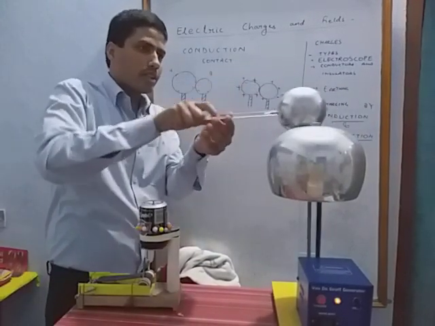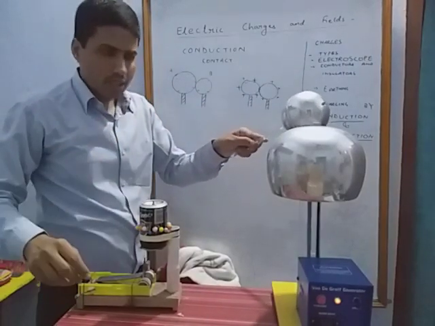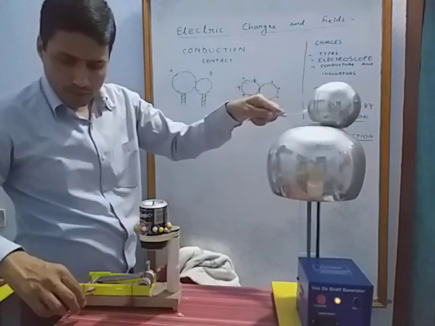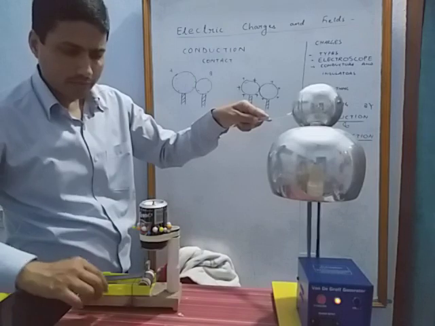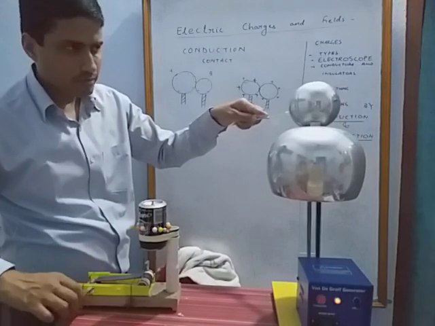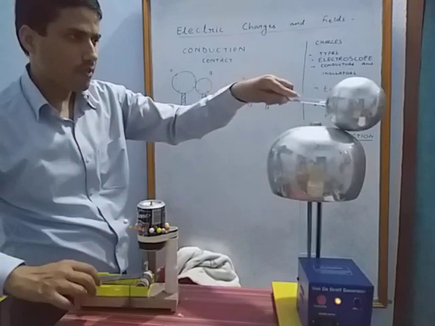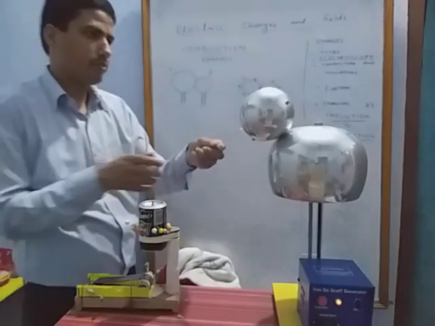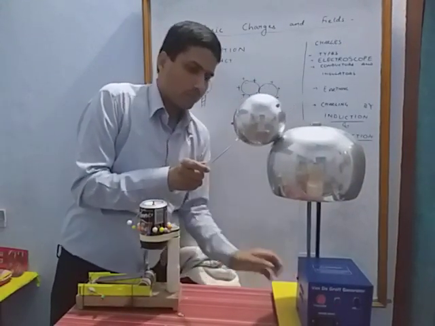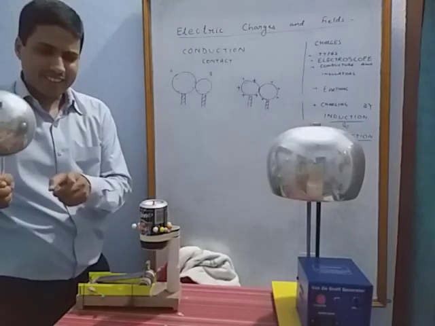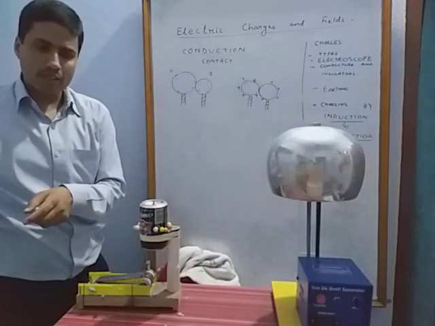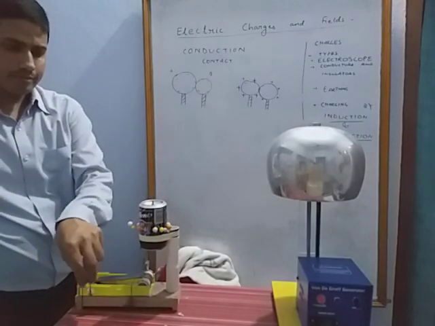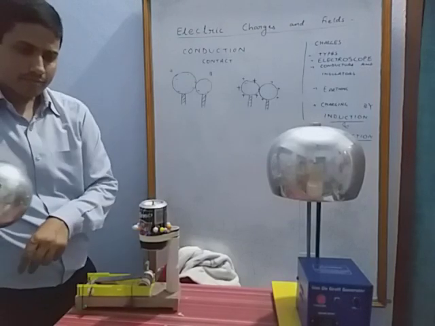This dome actually acquires negative charge. The first time I tried, probably sufficient charge was not accumulated. I am charging both of them. You can see there is a repulsion. From very far also it is repelling. Observe this pith ball. Let me charge it some more. It is repelling.